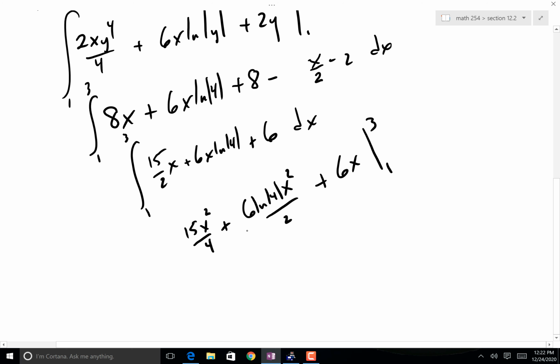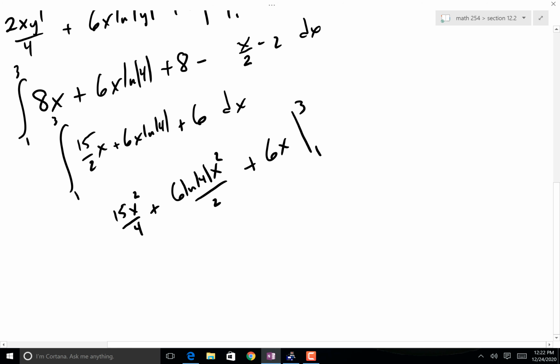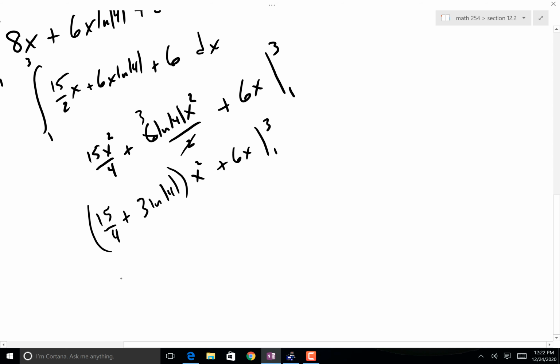And you're like, Jay, aren't these both x squared? They are. They are exactly x squared. So couldn't I, Jay, do this? 15 fourths plus, this is really just a 3 here, 3 ln of 4. Couldn't I just factor that out and multiply that by x squared? That's right. So I'm just going to write it like this for a second, if you don't mind. What I'm going to do is I'm going to have 15 fourths plus 3 ln of 4, whatever that is. Again, doesn't matter.